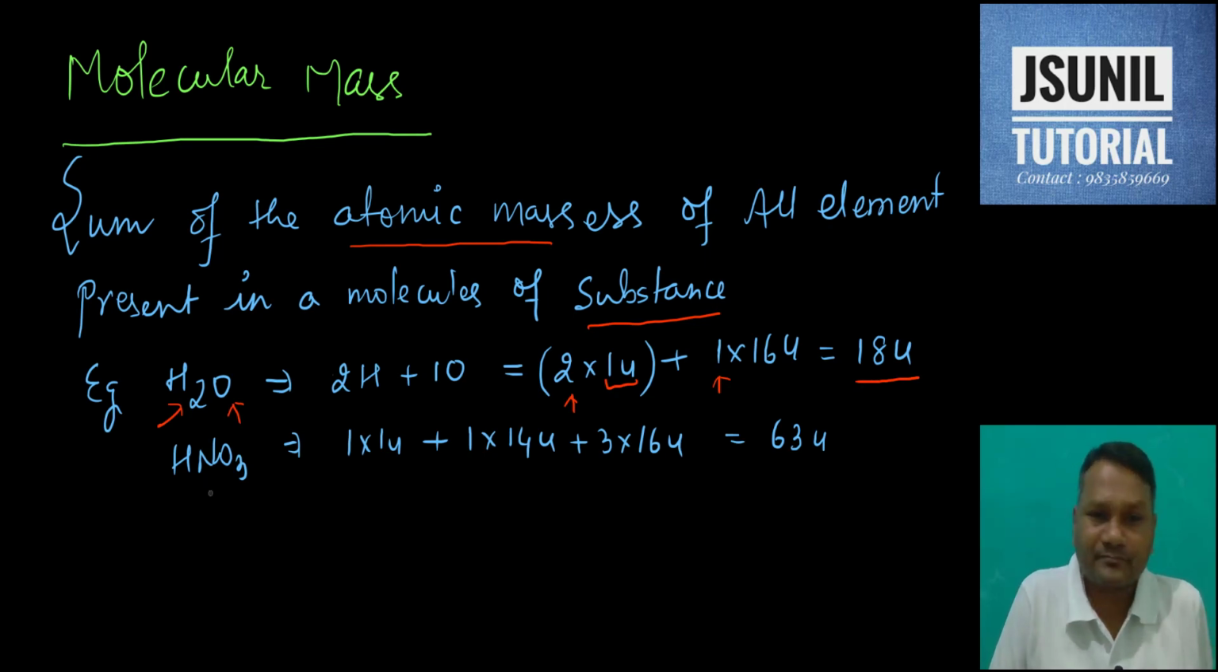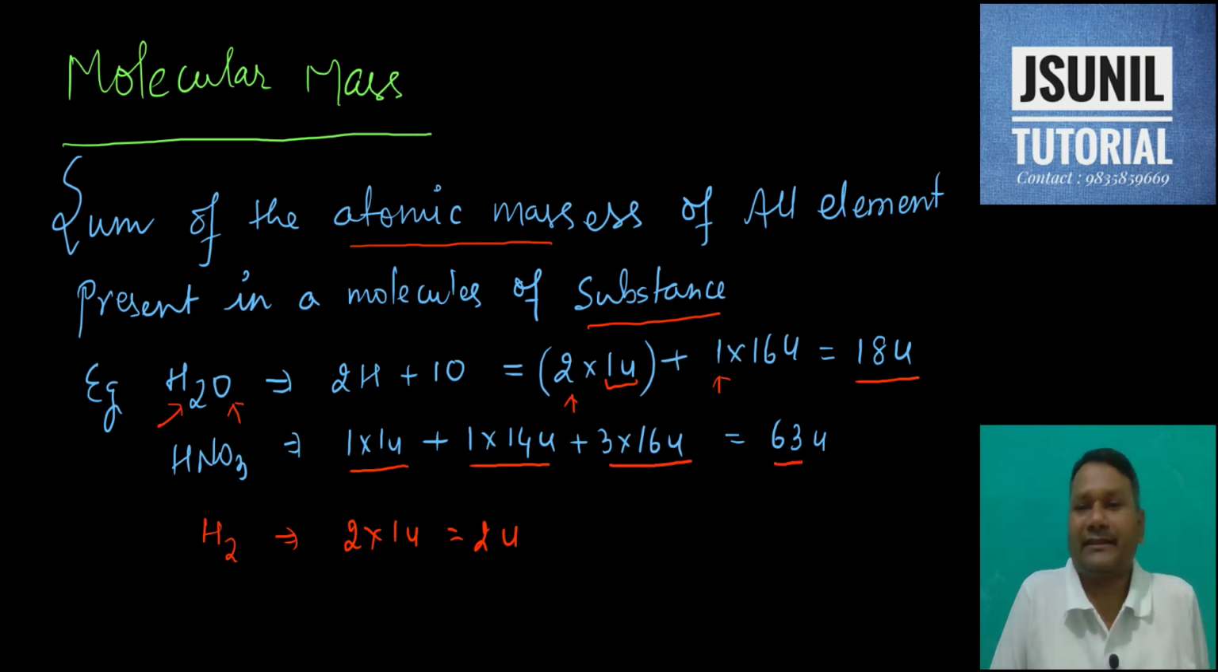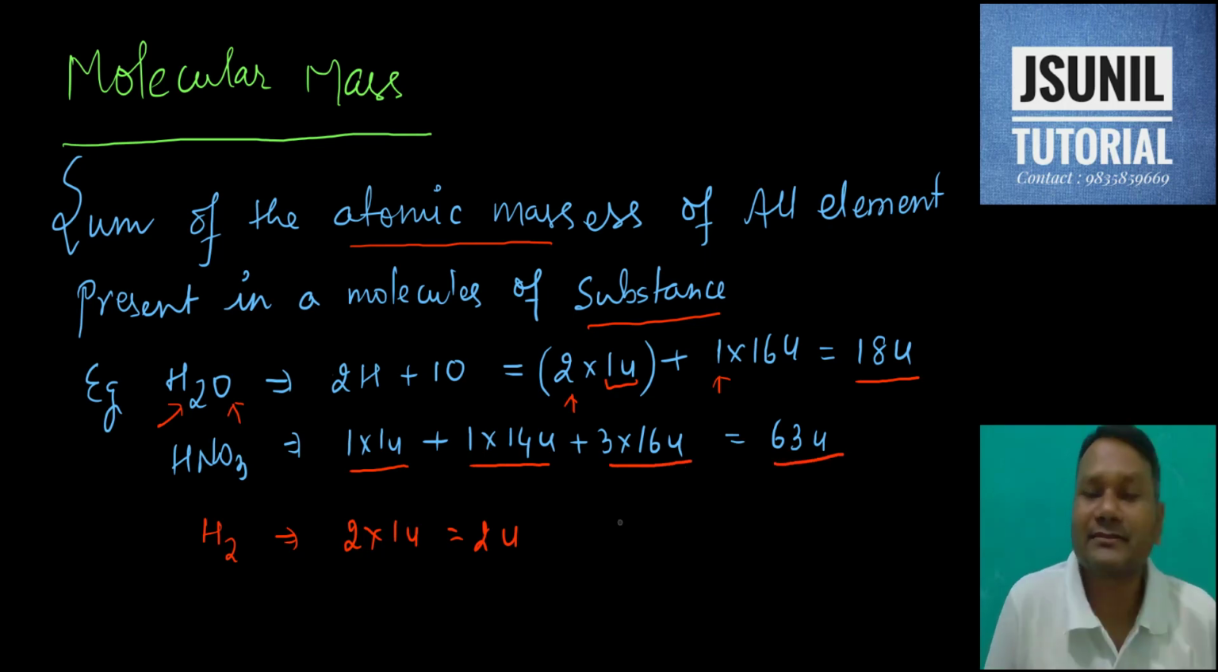Now H2 is also 2 into 1 u, that is 2 u. Now HNO3: 1 atom of hydrogen, 1 atom of nitrogen and 3 atoms of oxygen. We get 63 atomic mass unit. Okay.